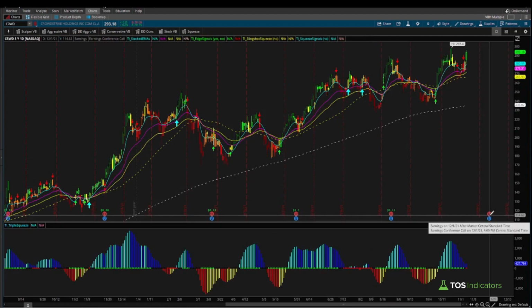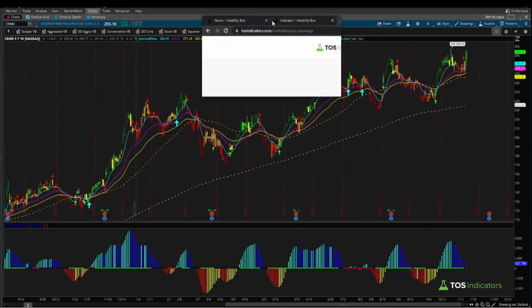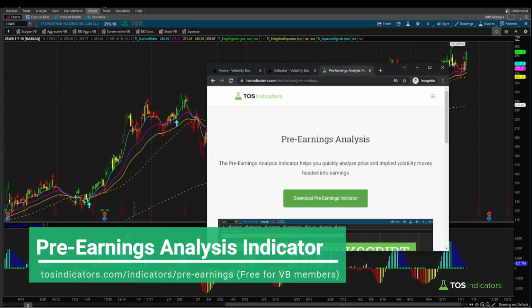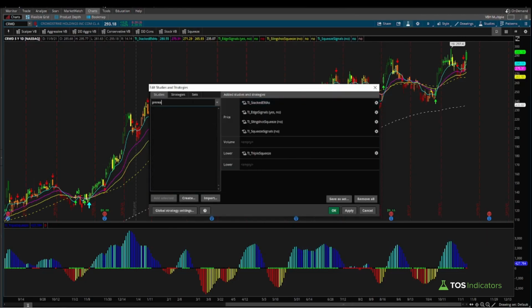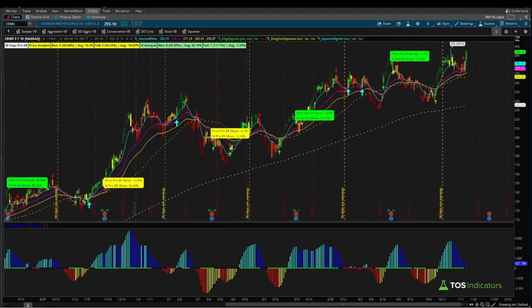Now, using this information, one other indicator that we can add in before we drill down to a 1 minute time frame is our pre-earnings indicator. Now, this is a free indicator that's available for all Volatility Box members. The URL is, let me actually expand this, tosindicators.com/indicator/pre-earnings. You can click download, and that will then bring up our pre-earnings tool. So if I load this in, earnings is I think right around that December time period. So I'll give this an arbitrary amount, something like 30 days to understand what tends to happen.